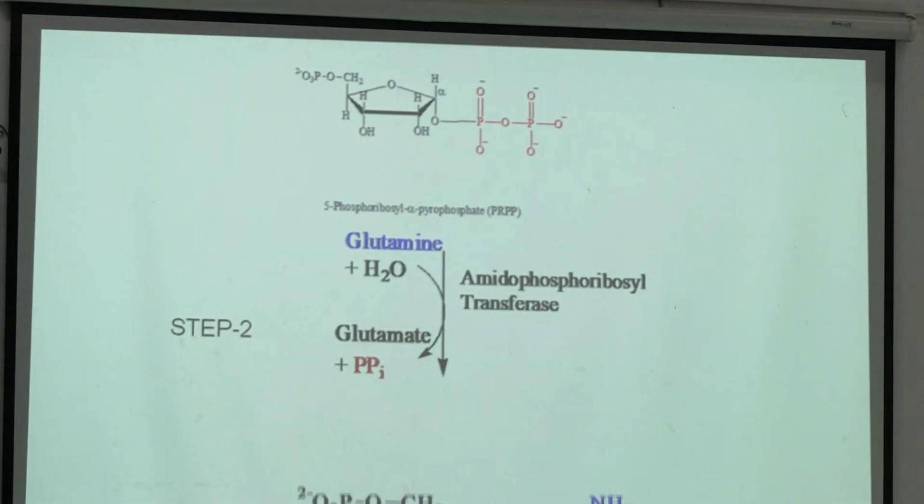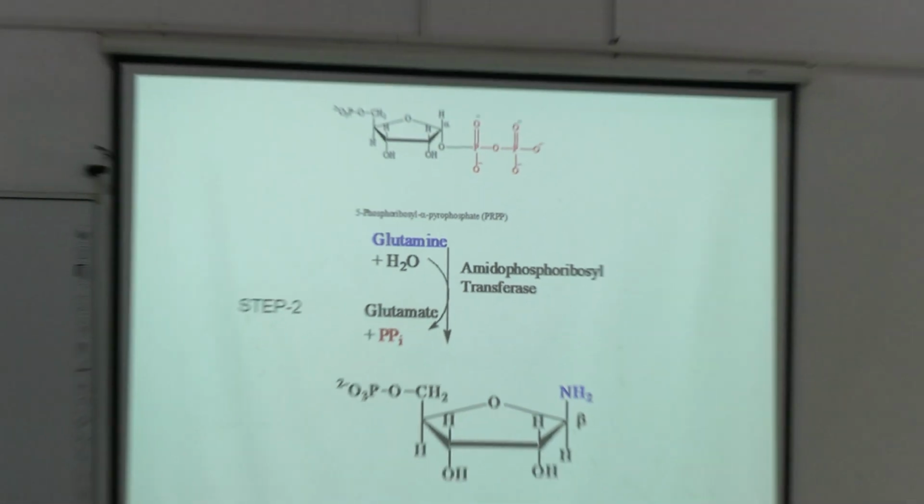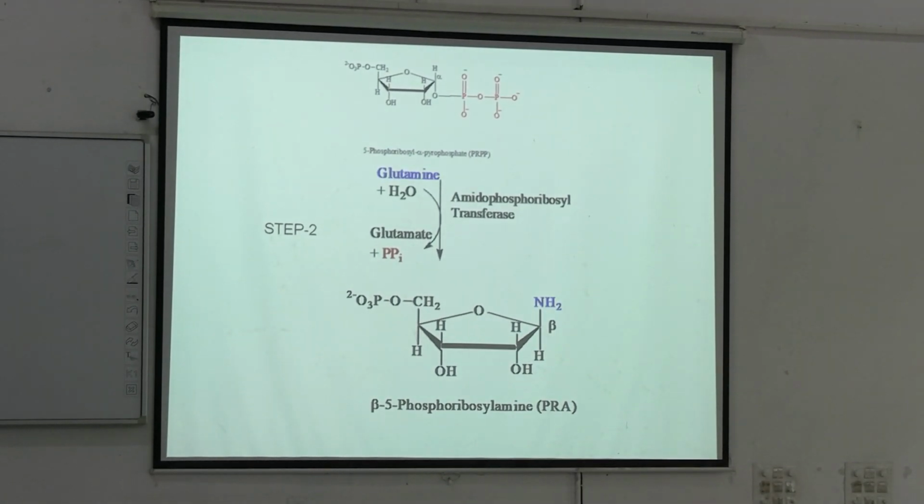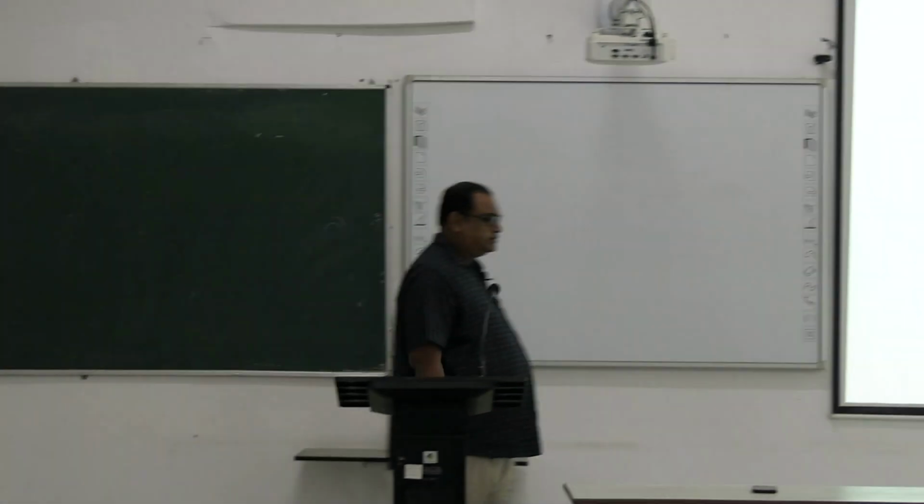Next, the next step, PRPP is converted to phosphoribosylamine. Amine is added from glutamine. Now, this kind of reaction always requires glutamine plus water, giving glutamate plus PPi. If this compound was not having pyrophosphate, then this particular reaction would have required one extra ATP, which we will see in some other reaction. But because ATP is already added in the previous step, we do not need an ATP to transfer the amine group. So this is amidophosphoribosyl transferase. Next.